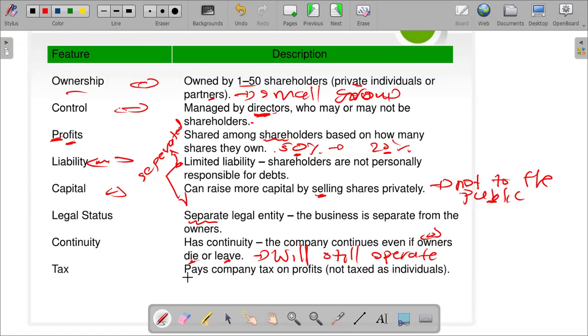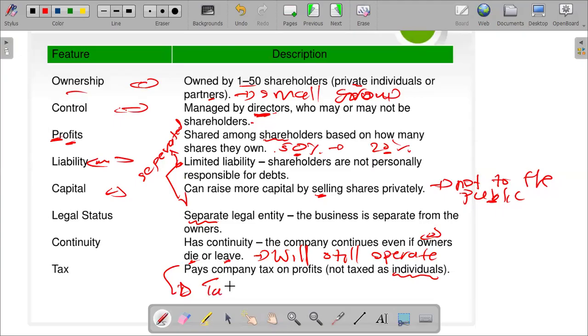And then the tax: it pays company tax on profits, not taxed on individuals. It means that it's taxed on the company. Okay, let's just quickly do this.